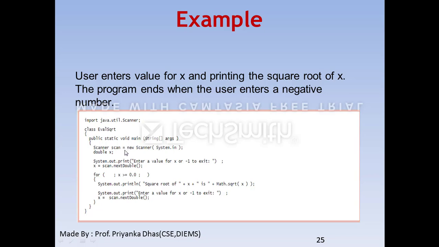I have taken a Scanner for taking input from the user. Here, if you see, I am writing "Enter a value for x or -1 to exit." So here -1 will be considered as the sentinel value. Once -1 is given as input by the user, you have to exit from that particular loop.